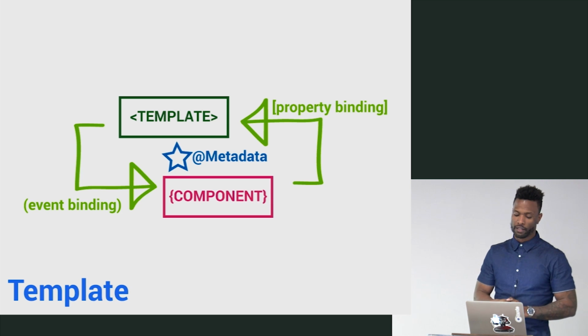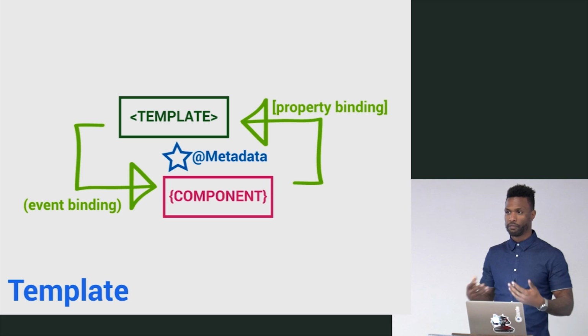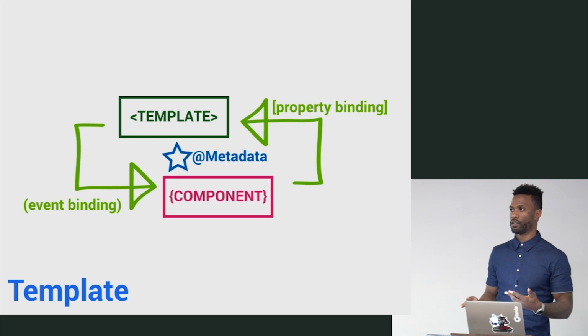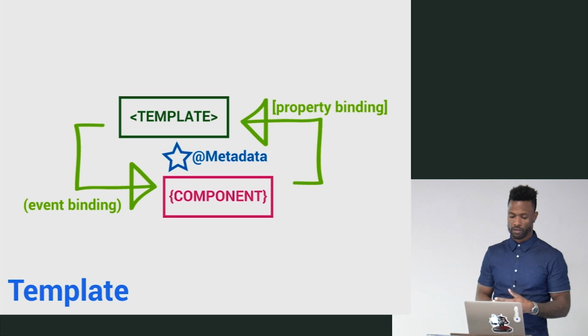And then event binding is when we bind to an event that is sourced either from the DOM or an event that we created ourselves, a unique event, and then our component can respond to that. And that's pretty much how templates and components work. Any questions on that? Almost the same as Angular 1, pretty much.